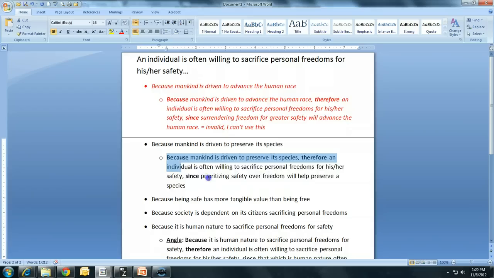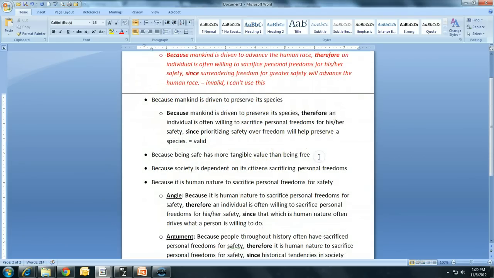So here's my complete logic. Because mankind is driven to preserve its species, therefore an individual is often willing to sacrifice personal freedoms for his or her safety, since prioritizing safety over freedom will help preserve a species. Good. So my little Toulmin model test actually has helped me make a more valid claim. Okay, this one's valid and I can use this. Let's try it again on the next one.